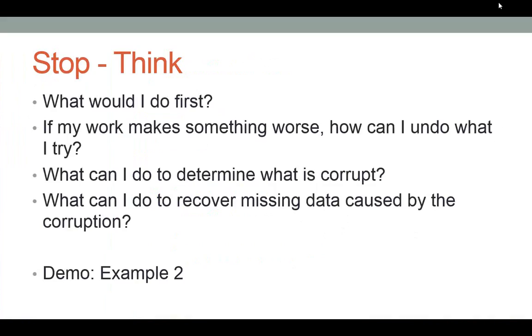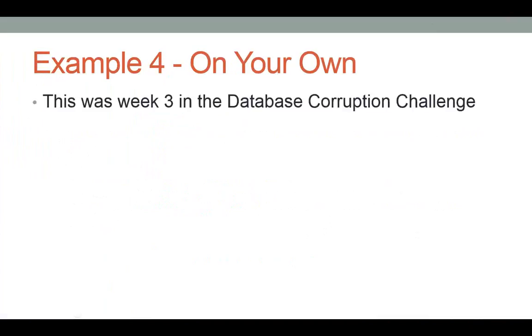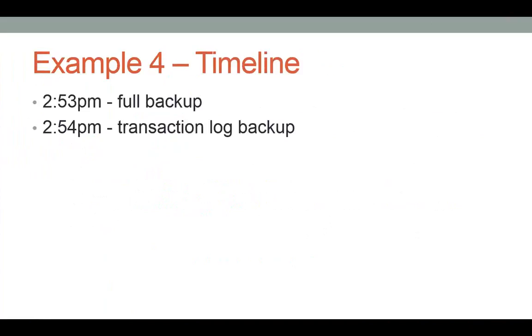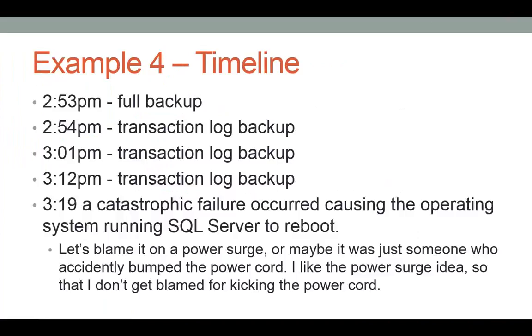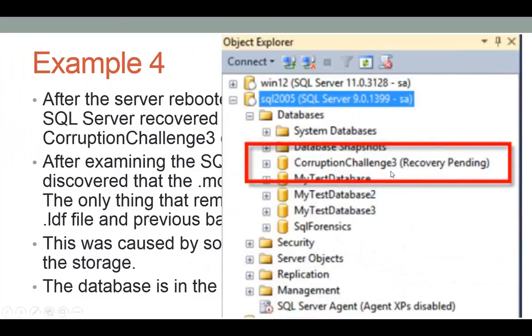Okay. So to wrap up the rest of the presentation, next is example 4, which is on your own. This was week 3 in the database corruption challenge. There's a link to go to it. You can download the challenge and try it on your own, but what happened was there was a full backup, a transaction log backup, and a few more transaction log backups, and then a catastrophic failure occurred, causing the operating system running SQL Server to reboot. After the reboot, the database files were missing. And when it came back up, the database was in this recovery pending state.